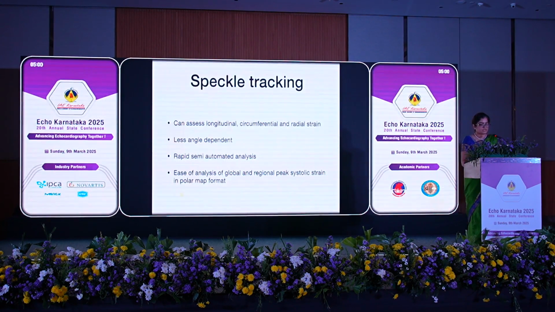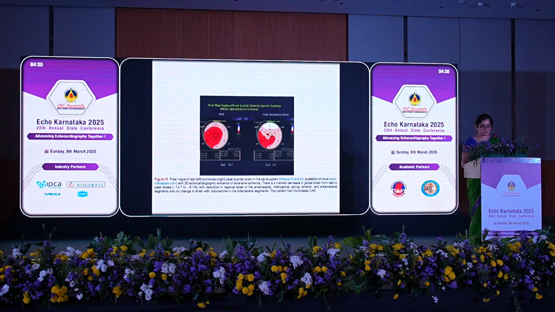So, is there any objective way of analyzing whether these patients have ischemia or not? Yes, speckle tracking helps us to find out whether there is objective evidence. It can assess longitudinal, circumferential, and radial strain, and it is less angle dependent, and rapid semi-automated analysis can be done. And the ease of analysis is there in assessing both global and regional peak systolic strain, and this is all displayed in a polar map format, which is very easy for us to understand.